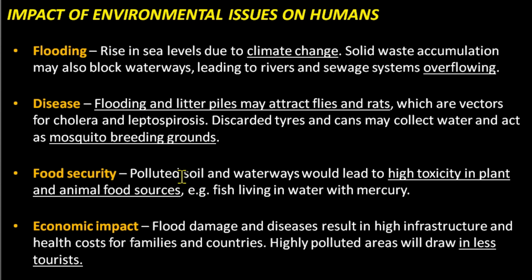Food security is also going to be affected because if you have polluted soil and waterways, this could lead to high toxicity in plant and animal food sources. For example, when mercury is being dumped into oceans and fish absorb that mercury into their cells, and then people eat that fish, they get mercury poisoning as a result.